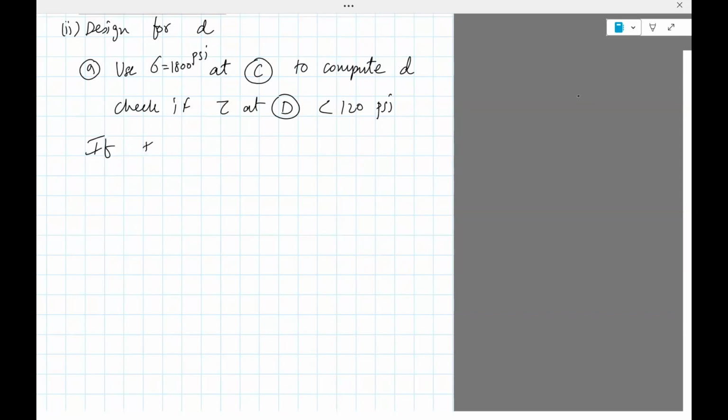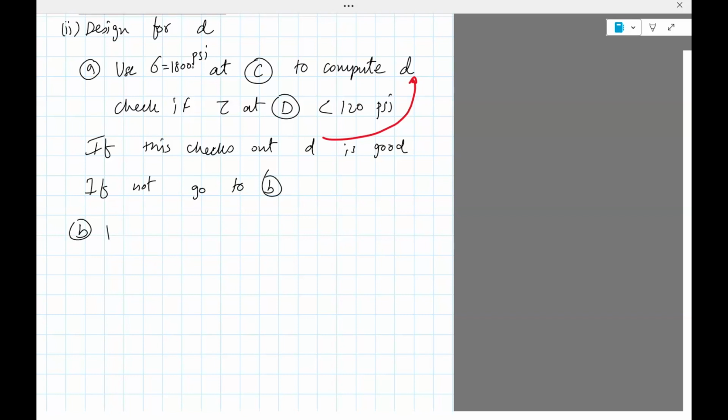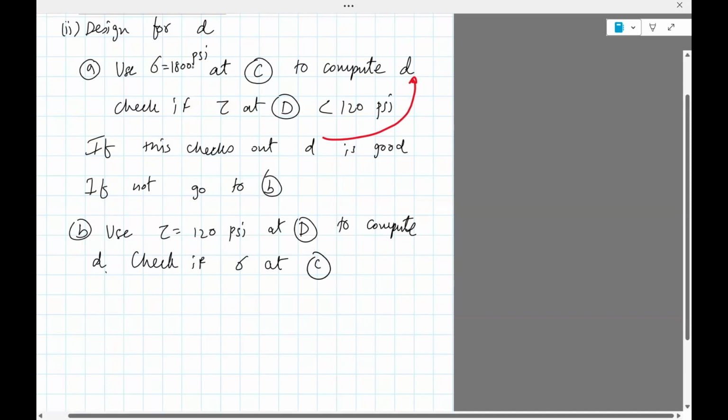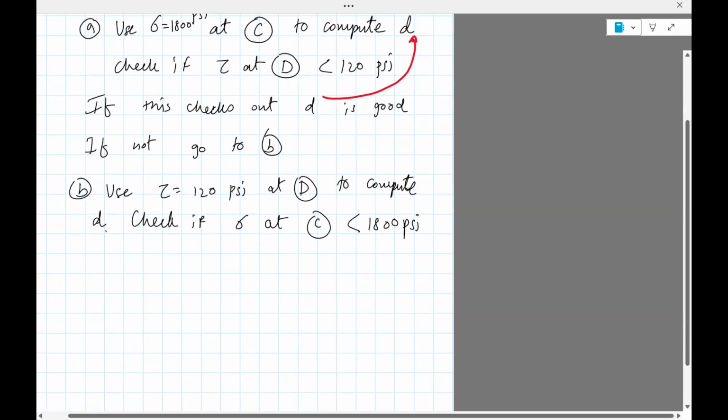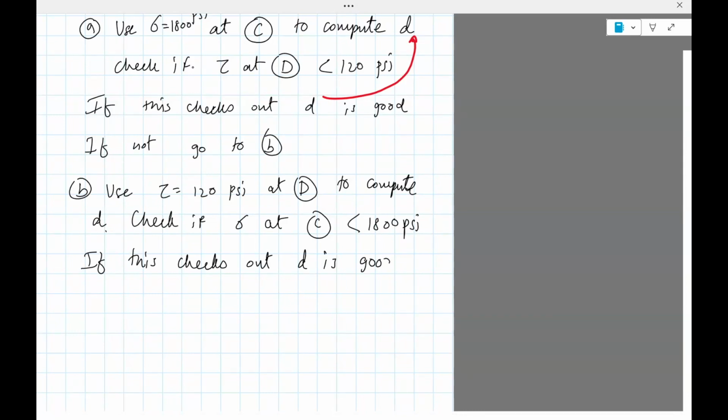If this checks out, D, which is obtained here, is good. If not, then you need to do the following. Go to B. So B is the following. Use tau equals 120 psi, where the maximum stress occurs at D, to compute D. This is small d. Check if sigma at C, the first point, is less than 1800 psi. If this checks out, D is good.